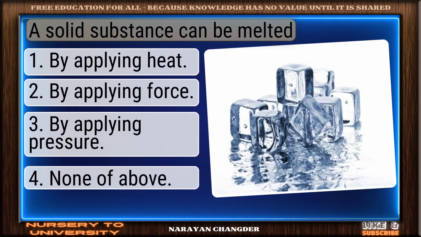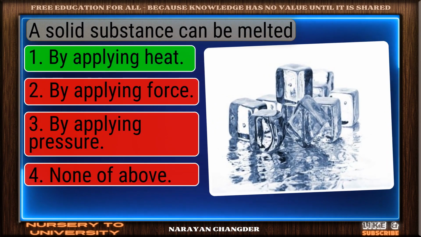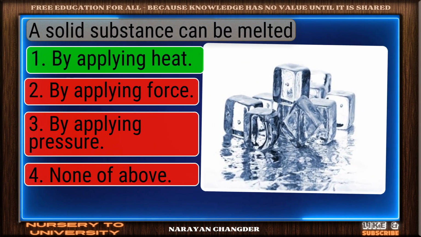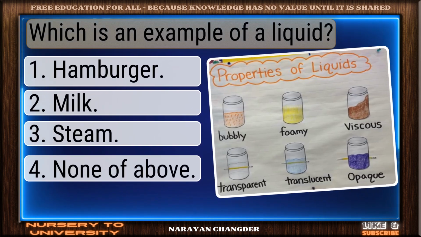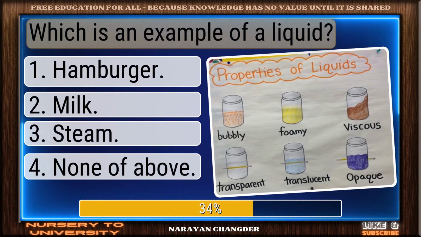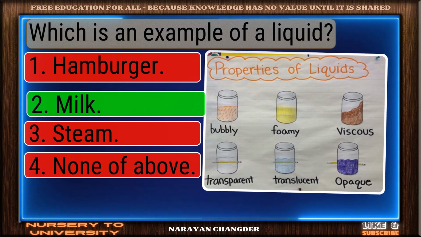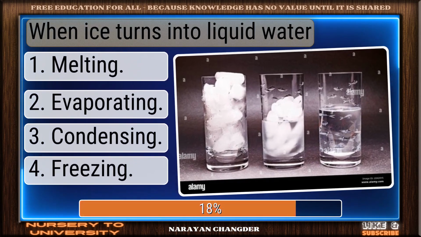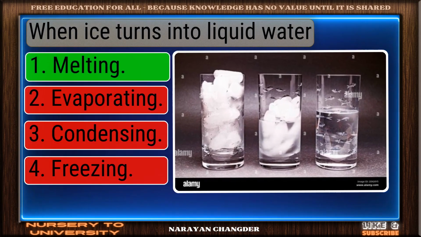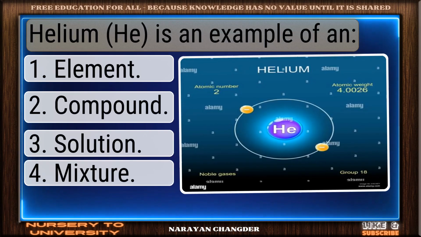A solid substance can be melted. Nicely done. By applying heat is a solid answer. Which is an example of a liquid? Great thinking. Milk is the right choice. When ice turns into liquid water. Smart pick. Melting is the correct choice.